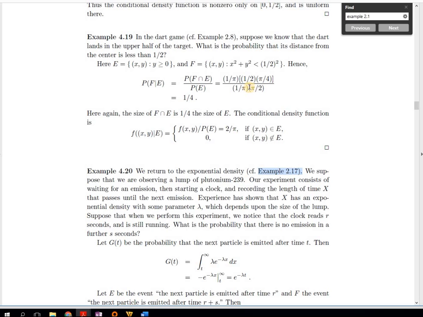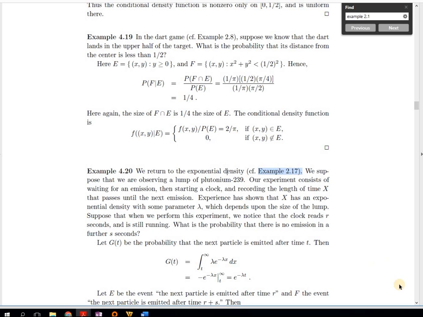Because the target has radius 1, the area of the entire target is pi. So the area of the upper half of the target is pi over 2. So the probability of the upper half of the target is 1/2. Right? And you can see that the area of the upper half of the bullseye is given by this formula here. Now, in this case, the conditional density function is the original density function, which was 1 over pi, multiplied by 2, which reflects the P of E, which is 1/2 in the denominator. So that's why you get this 2 over pi.